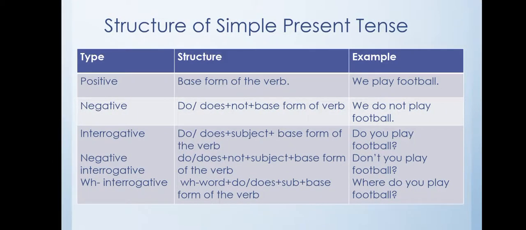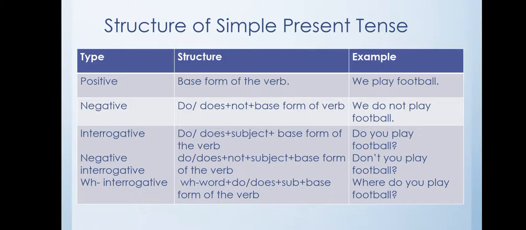See here, we are going to learn about the structure of simple present tense. Its structure in positive, negative, interrogative, WH and negative interrogative sentences. Let's learn with the help of this table. In a positive sentence, the structure will be the base form of the verb. See the example. We is the subject, play is the verb and football is the object. So, we play football. This is a positive sentence and this is in simple present tense.